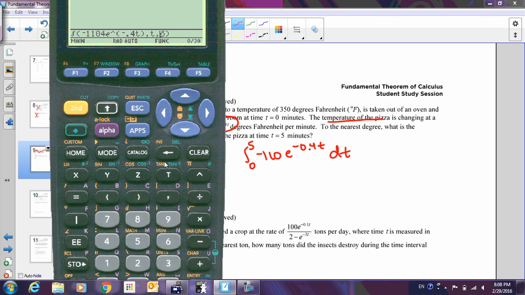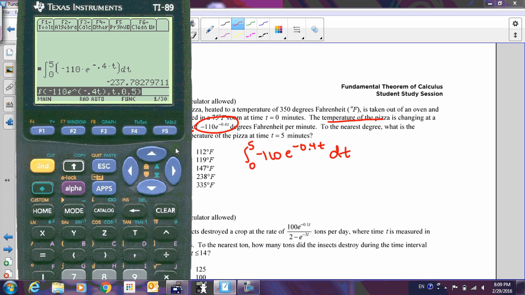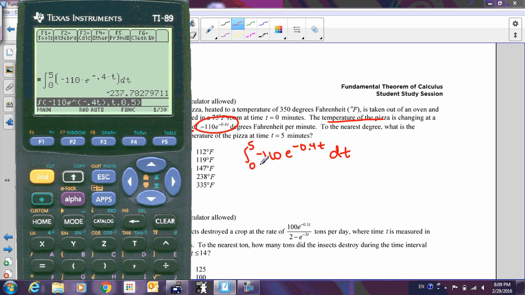Oops, I'm not pressing these buttons hard enough. There we go. I made another mistake. You probably caught it. There we go. And so that's the change in temperature from 0 to 5. The pizza has cooled off this much.